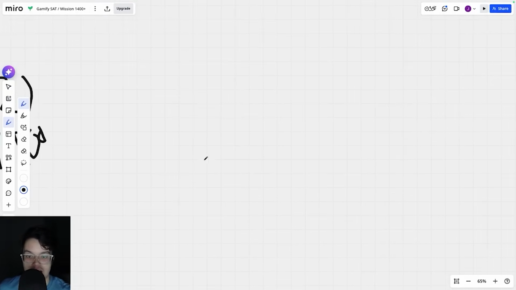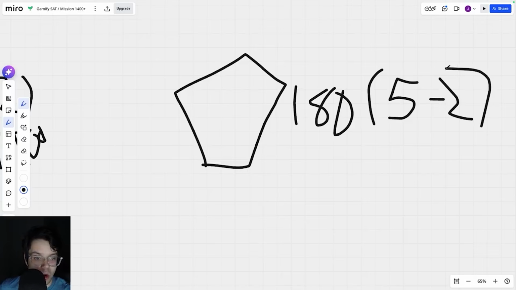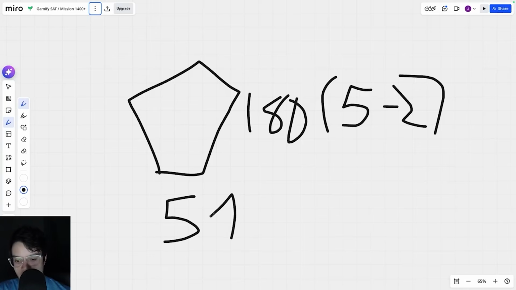If we even have a shape here like a pentagon, pentagons have 5 sides. We could do here 180 multiplied by 5 minus 2. That'd be 180 times 3, which according to Desmos is 540. So if you add everything here, you get 540 degrees.